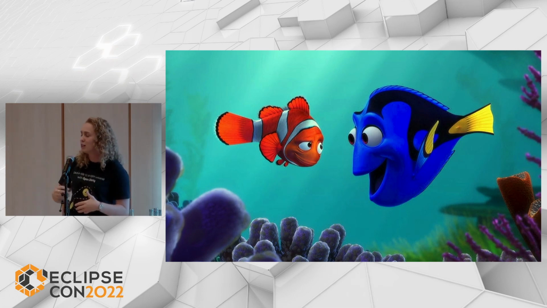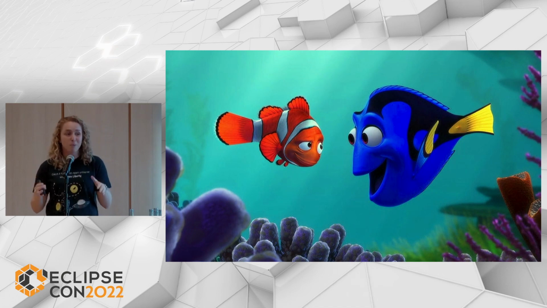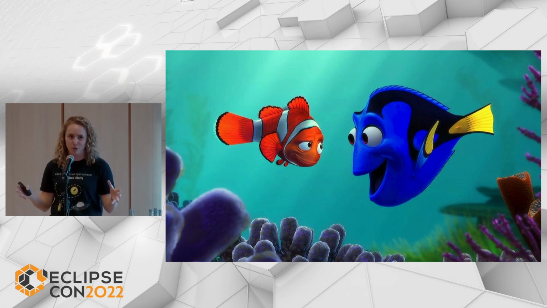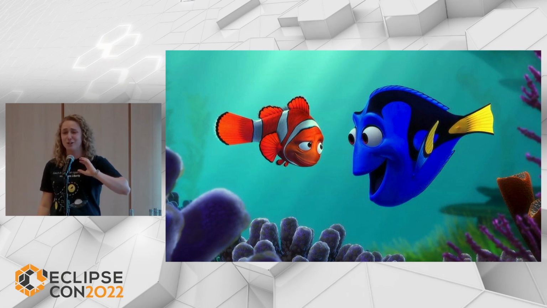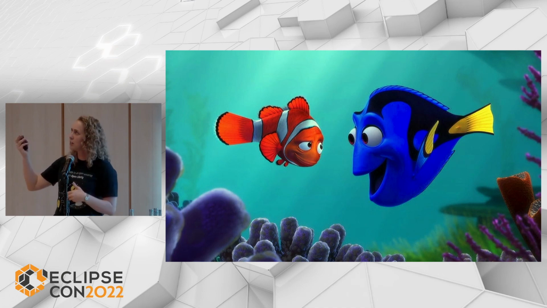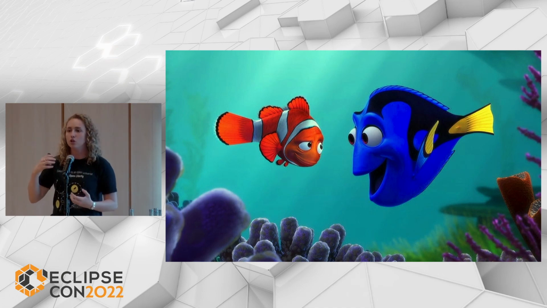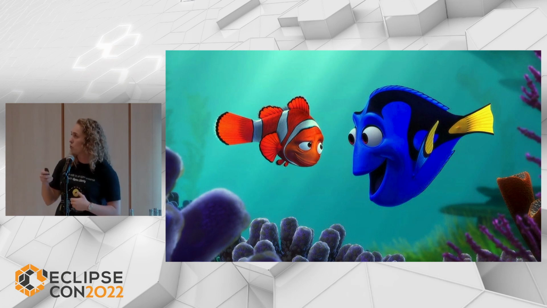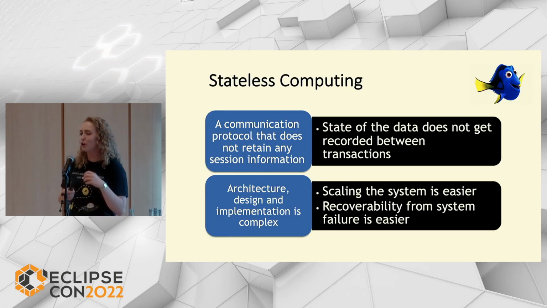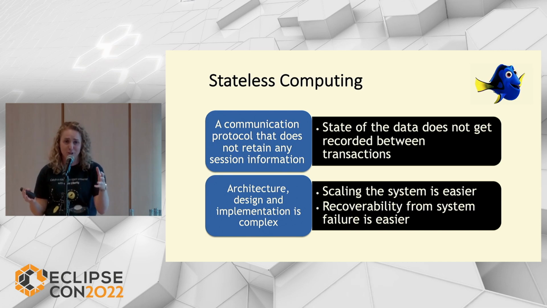Then we have Dory. Spoiler alert, Dory has no memory except the fact that she's a fish. So Dory is very responsive when it comes to events because she isn't considering anything else except what's in front of her. So Dory is a great example of that really fast ability to be responsive, just like stateless applications or microservices. Looking at a little bit of a more technical definition here.